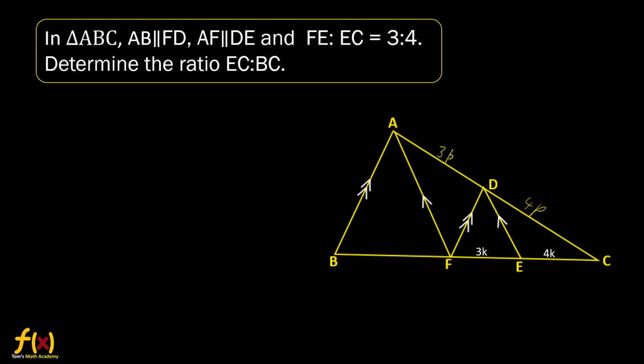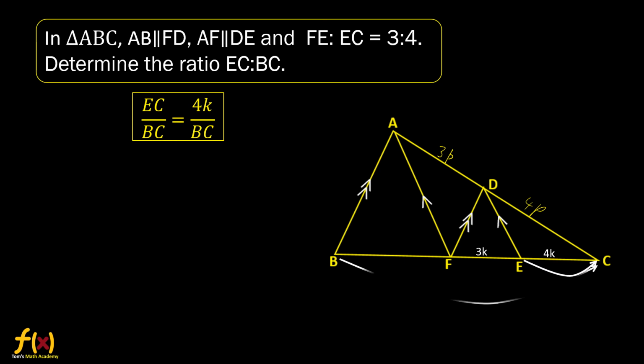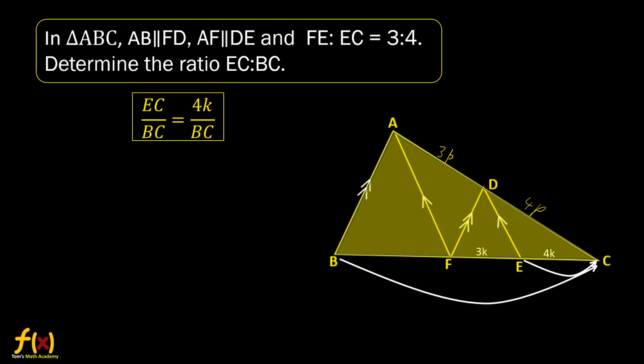Now the question is EC is to BC. So we have to calculate EC over BC. We have some idea about EC, that is 4K, but BC we have no idea at present. So we start with the question EC over BC equal to 4K over BC. We start there. Now we will solve for BC. We will calculate BC.